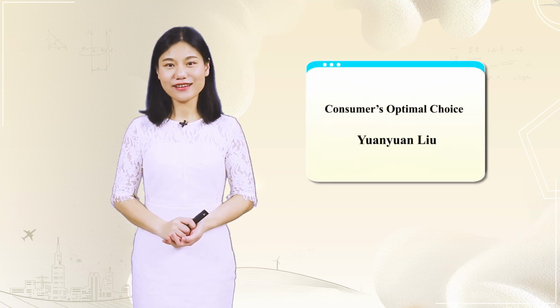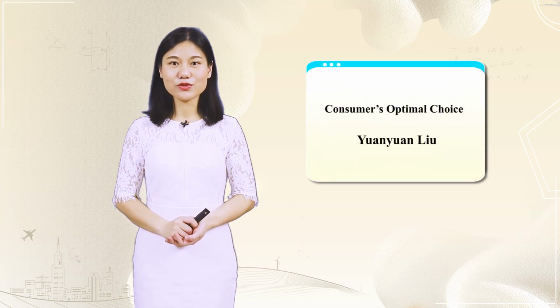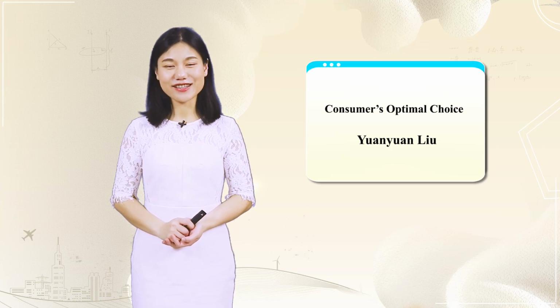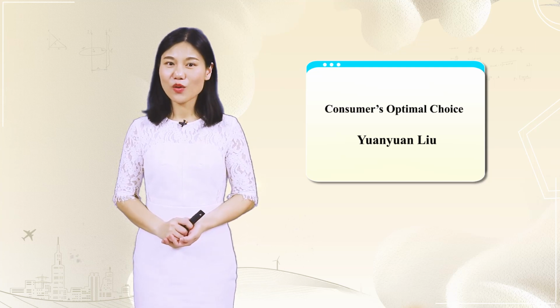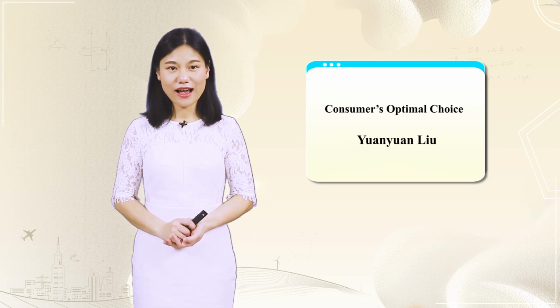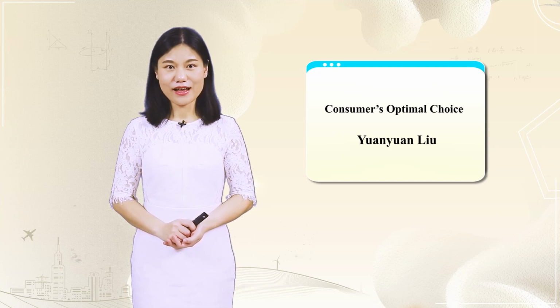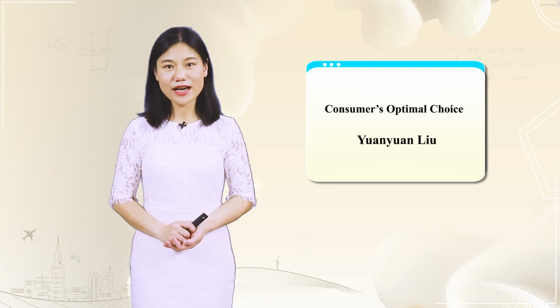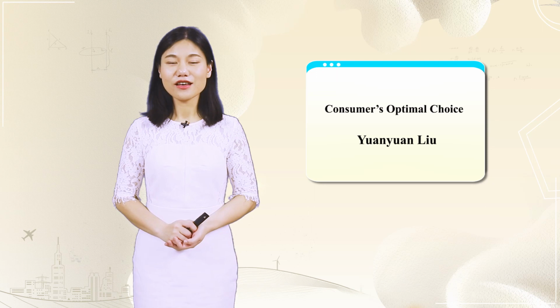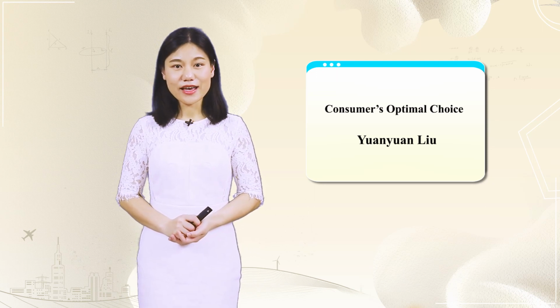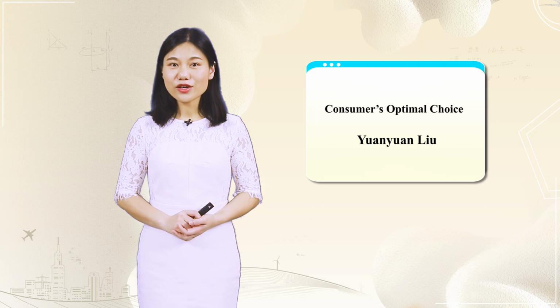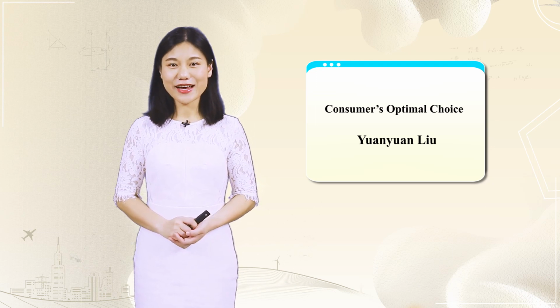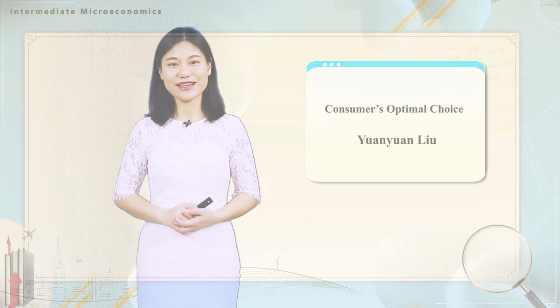Hello everyone, welcome back. Previously, we have learned about consumer's utility function and the budget constraint. Now, we can begin to analyze how an individual consumer makes decisions. For a rational consumer, the goal is to obtain maximum satisfaction given the limited income. In other words, a rational consumer always tries to maximize utility in the budget set.